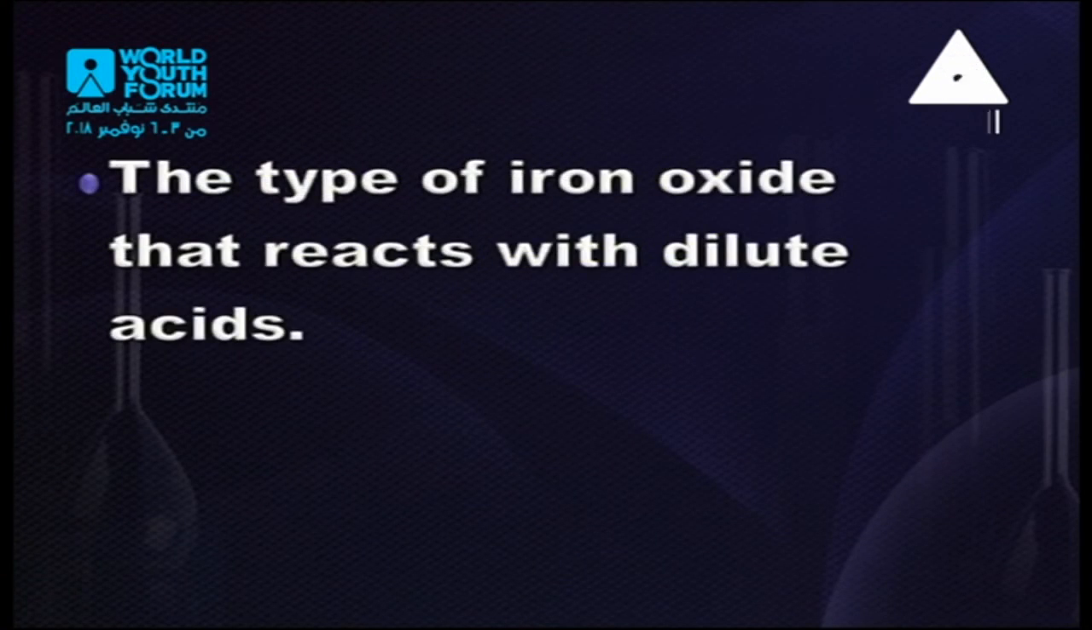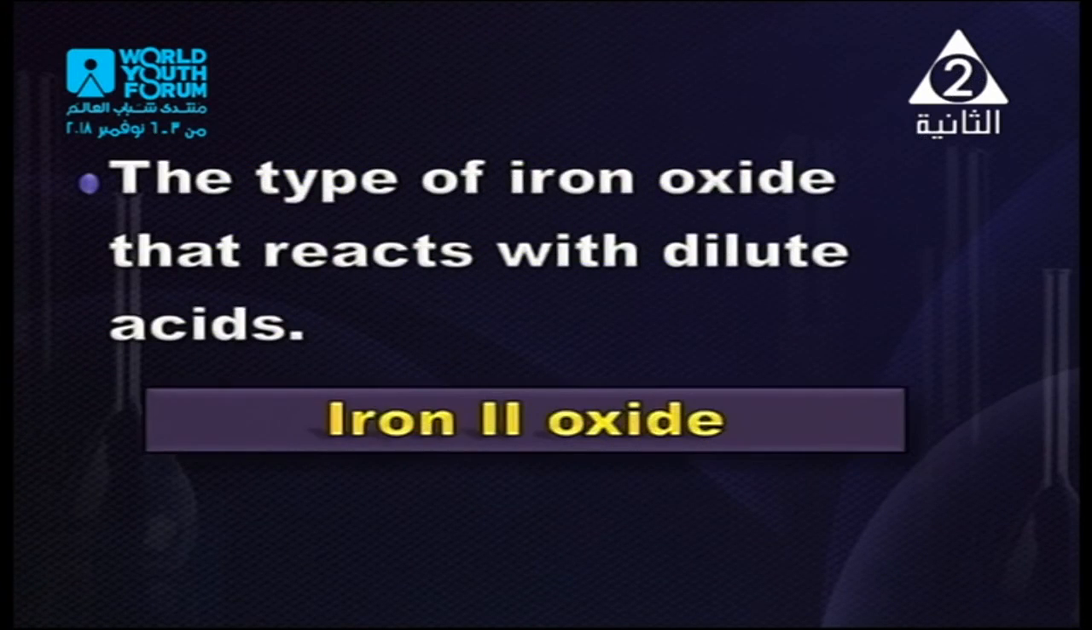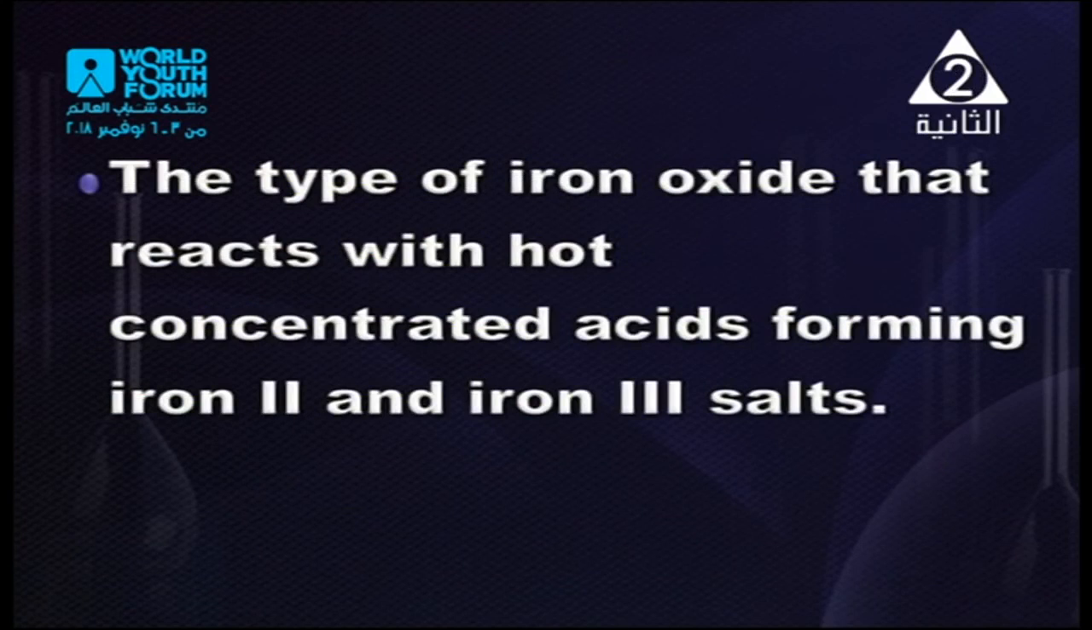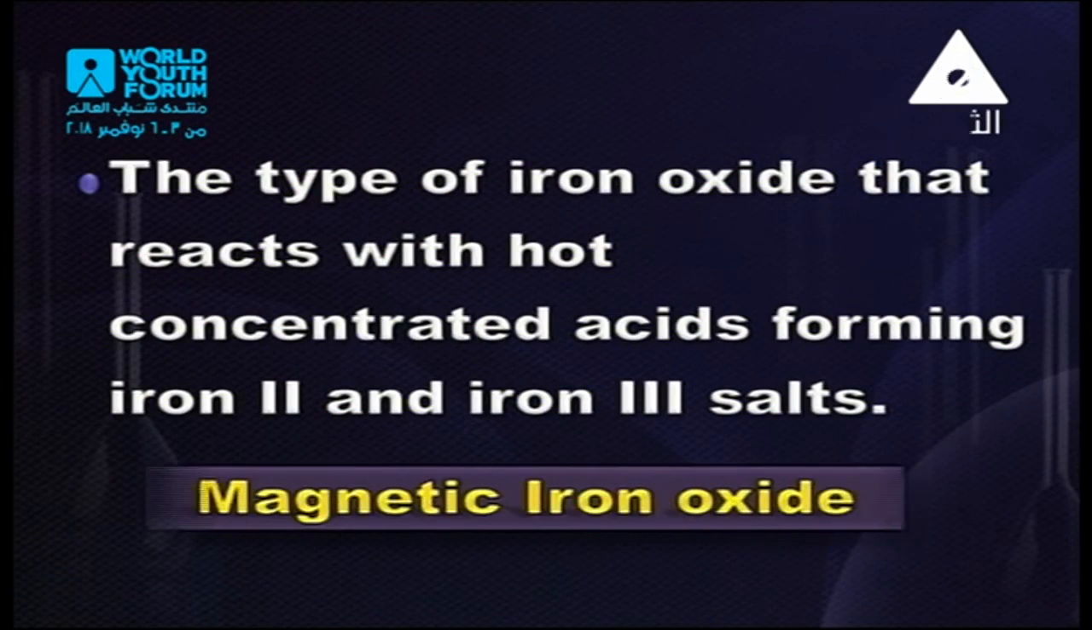Next point. The type of iron oxide that reacts with dilute acids. If you think about it, yes, it will be iron 2 oxide. Next point. The type of iron oxide that reacts with hot concentrated sulfuric acid or hydrochloric acid or concentrated nitric acid, forming iron 2 and iron 3 salts. Yes, it is magnetic iron oxide.